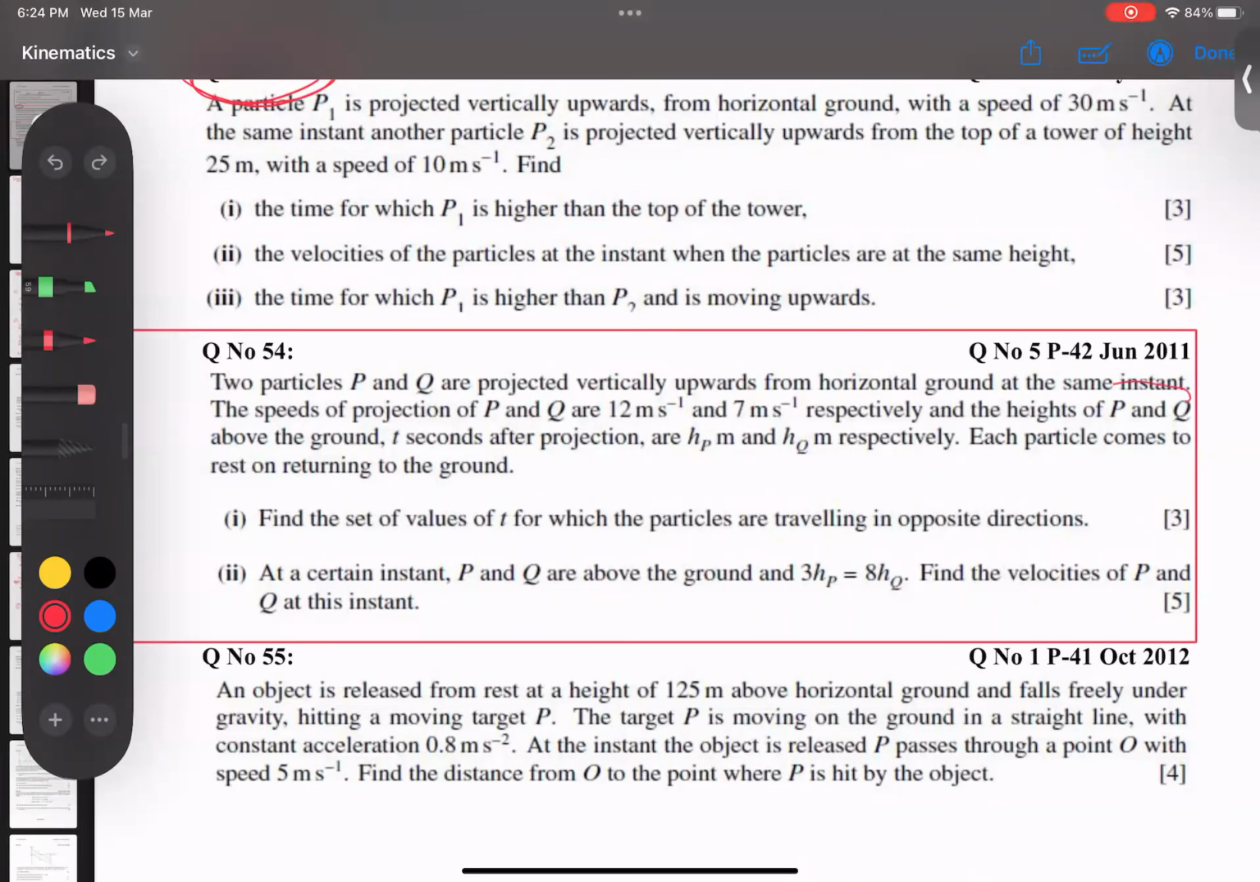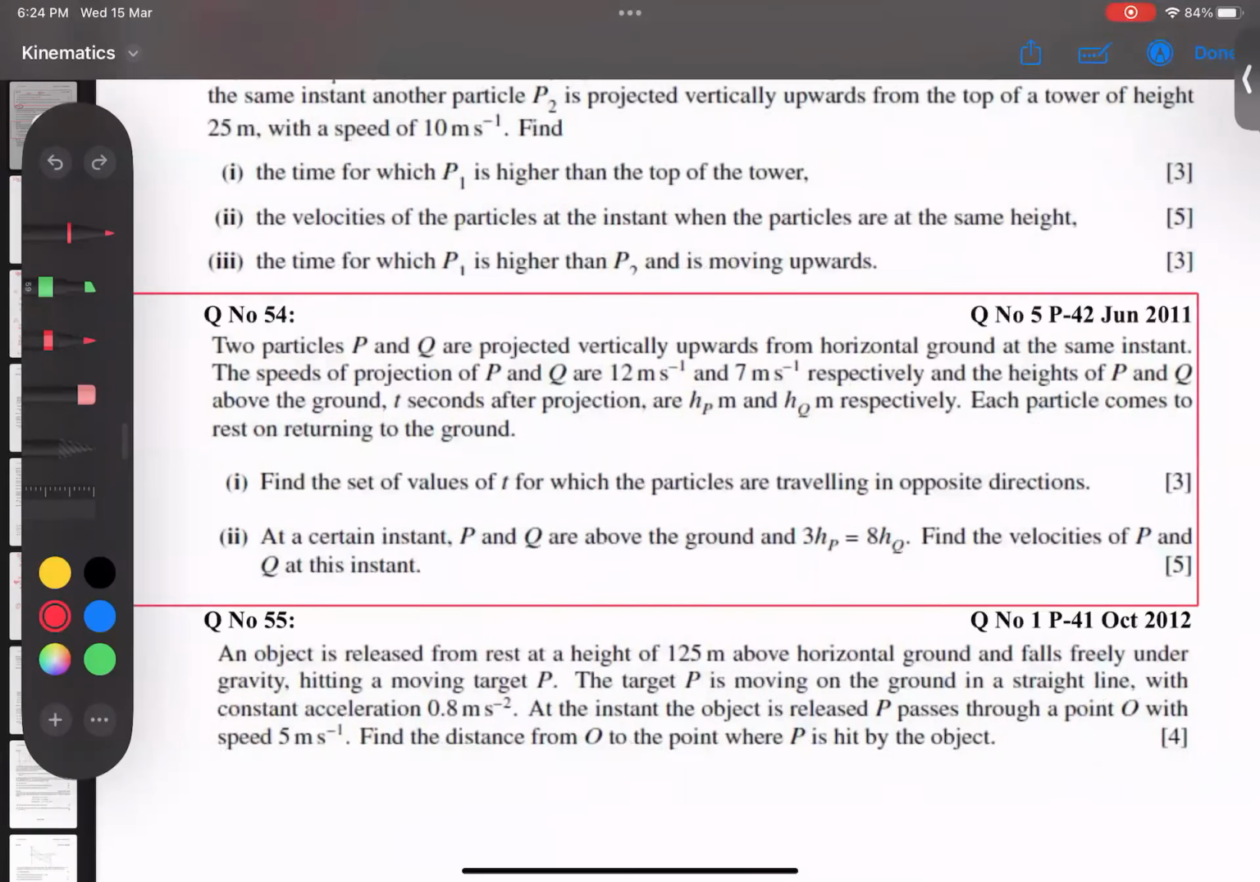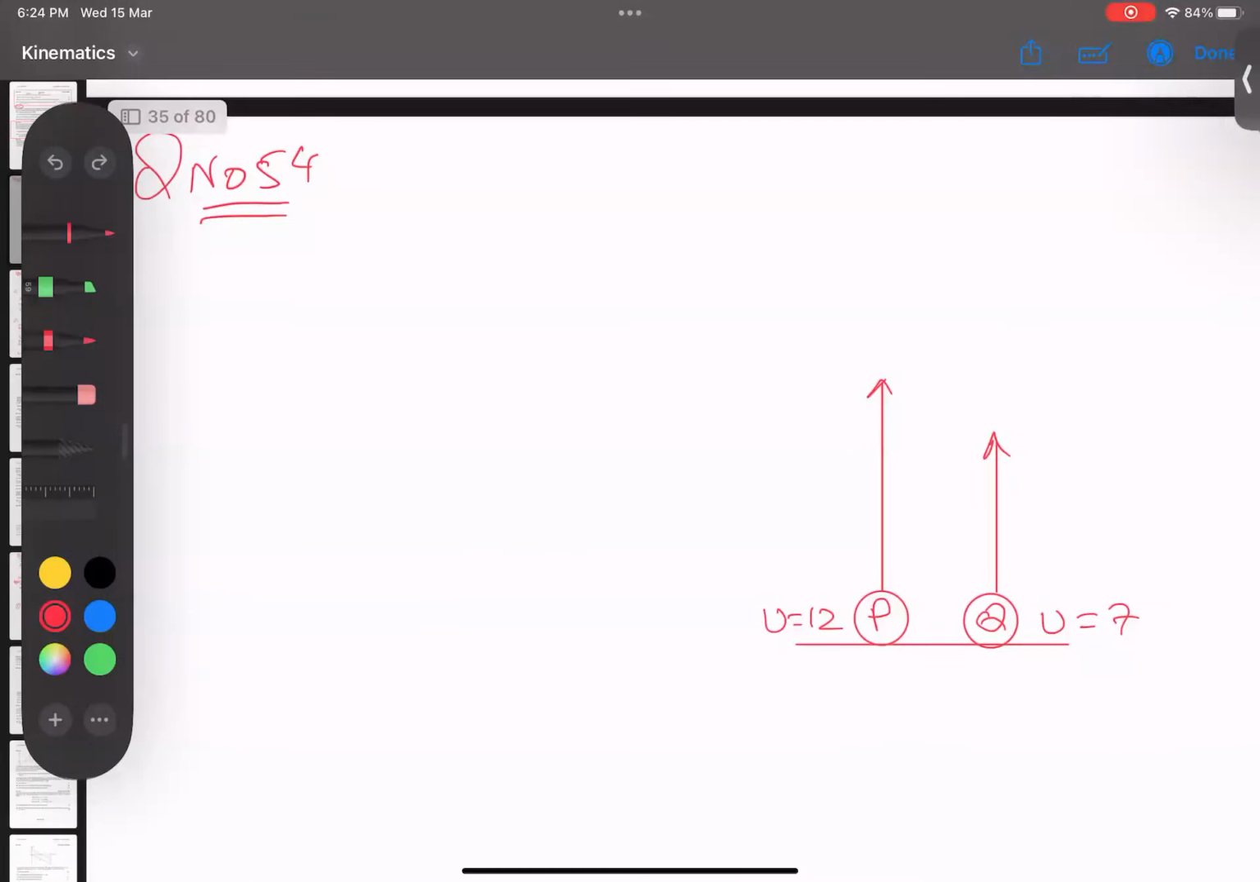The height attained by both particles above the ground is given here. It means ultimately they will stop at the top. So let's see now. He said that after t seconds, the heights of the particles are represented by HP and HQ. Each particle comes to rest on returning to the ground. Find the set of values of t for which the particles are traveling in opposite directions. So let's start. This is a very interesting part.